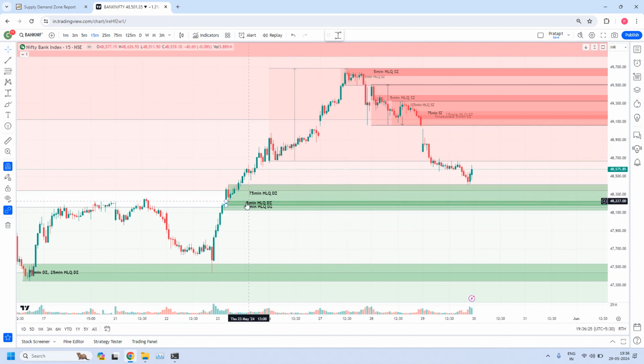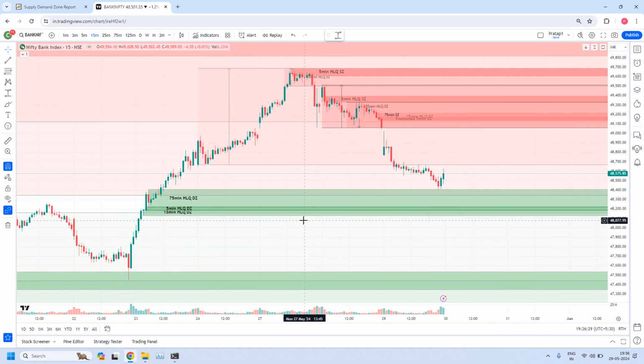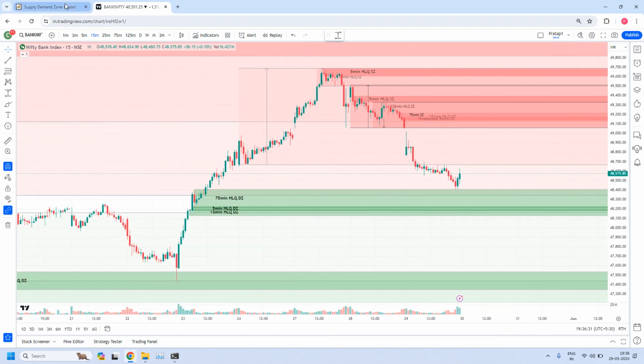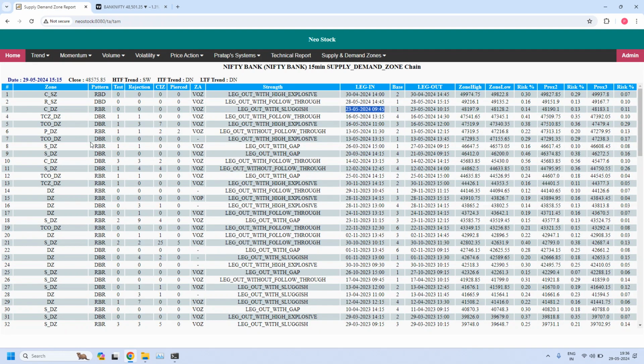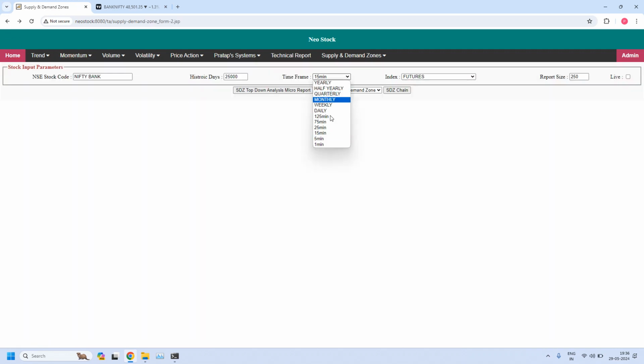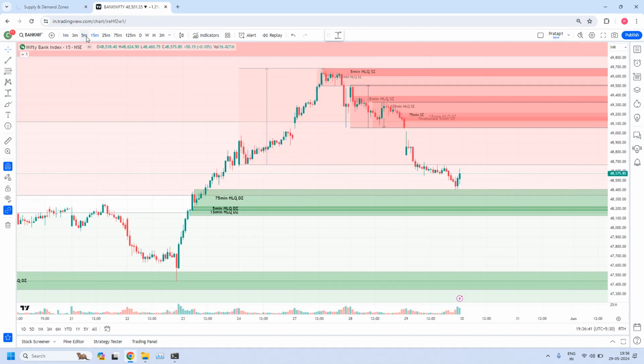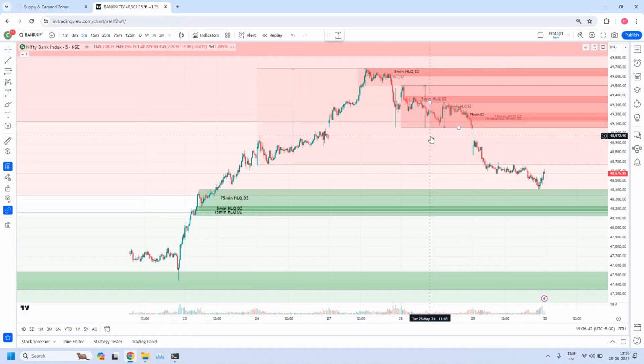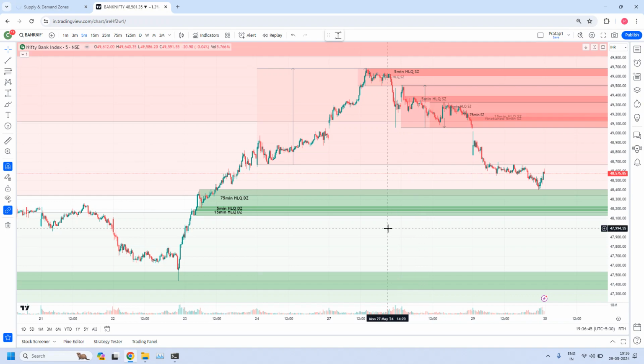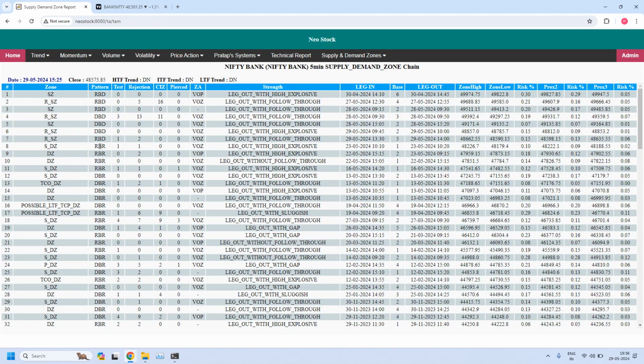So tomorrow this 5 minutes high liquidity demand zone plays the crucial role. Okay, now let's move on to the last time frame, 5 minutes time frame. Generating the chart. Here also we will change the time frame to 5 minutes. Let us check any high liquidity zones created today.